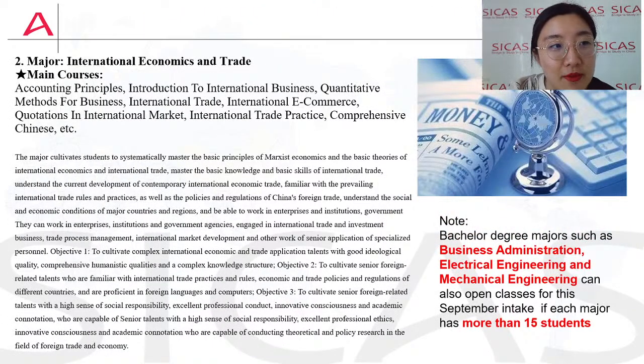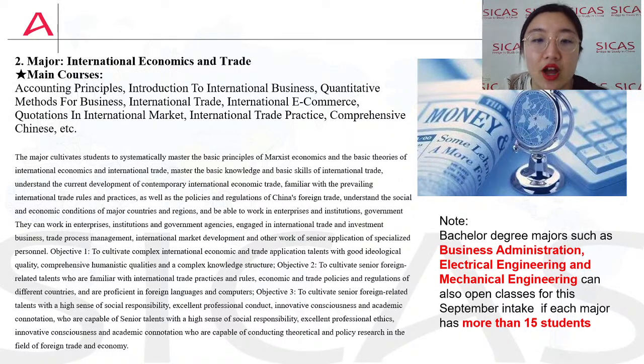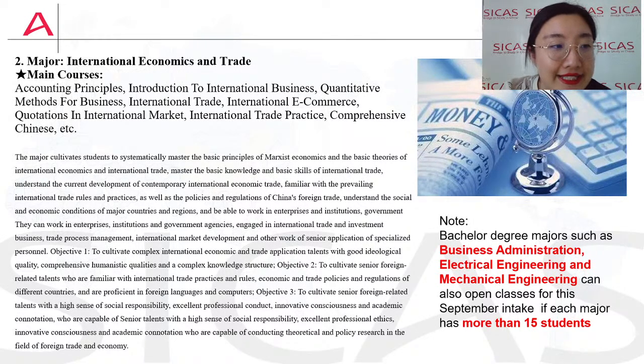Okay, then we're going to talk about international economics and trade. And the main courses offered there are Accounting Principles, Introduction to International Business, Quantitative Methods for Business, International Trade, International E-commerce, Quotations in International Market, International Trade Practice, Comprehensive Chinese, and etc. And please note that bachelor degree majors such as business administration, electrical engineering, and mechanical engineering can also open classes for the September intake if each major has more than 15 students.